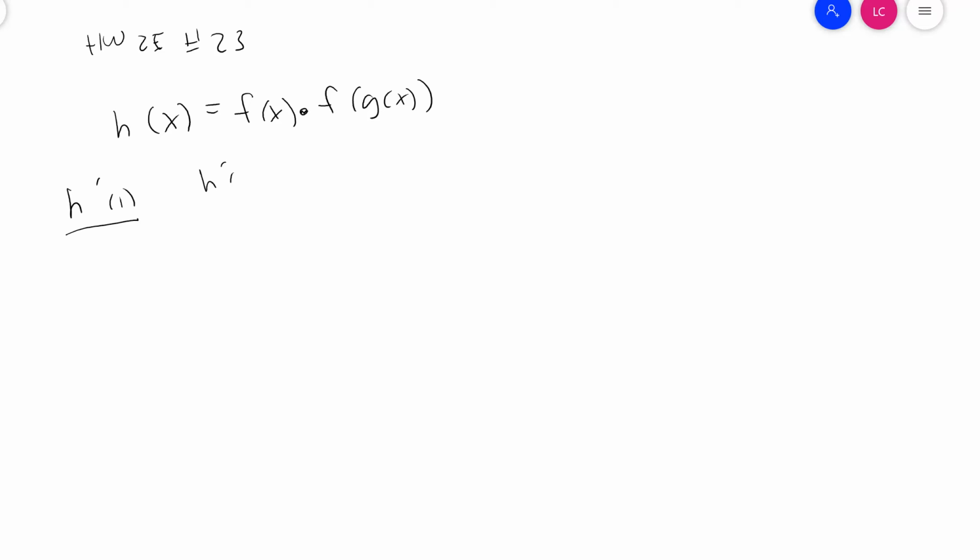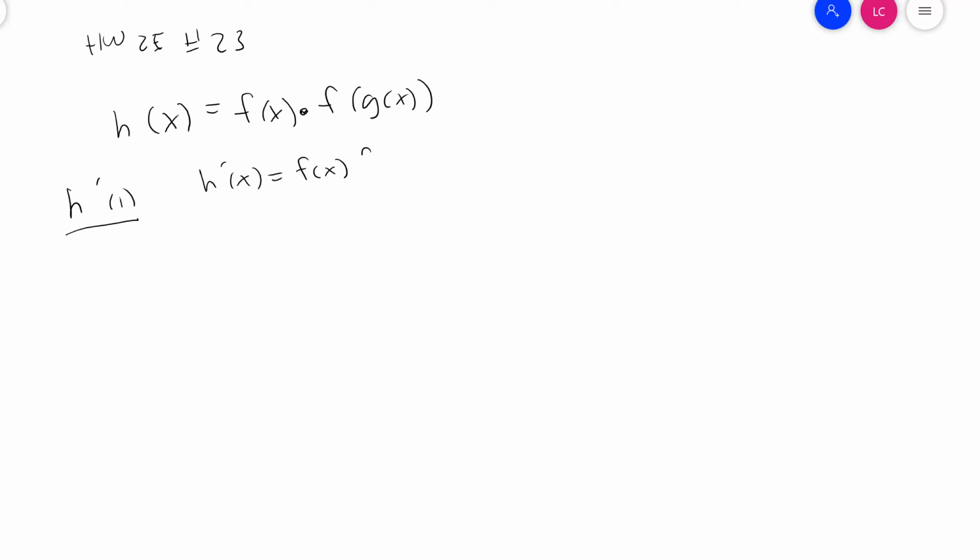All right, so this is a problem from homework 2E. It's number 23. Okay, so here first we're given h of x is f of x times f of g of x. Okay, so I see product rule, and so I'm asked to find h prime of 1. So I'm going to save that, and of course I'm going to find the derivative first in x's.